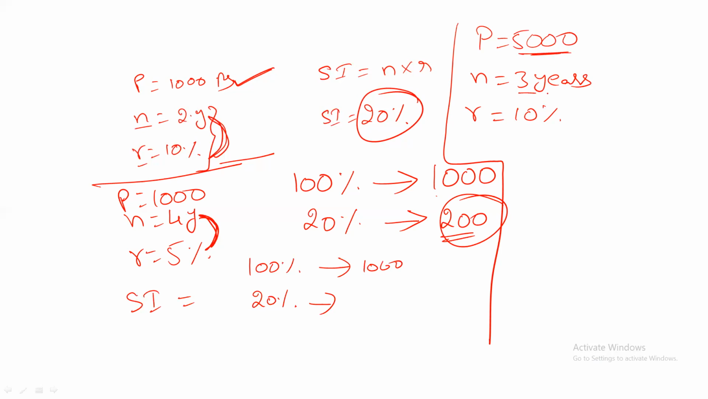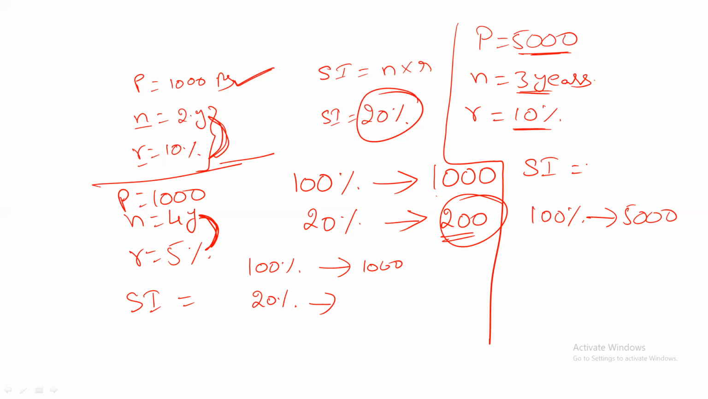And for how many years? 3 years, with a rate of interest of 10%. Now, if we want to calculate simple interest, don't use PTR by 100, substituting values, as that will show more calculations involved. Simply, we know what 100% is. 100% is nothing but 5,000. Why? Because the principal amount always needs to be considered 100% total amount. Now, what is simple interest? Simple interest means how much percent?